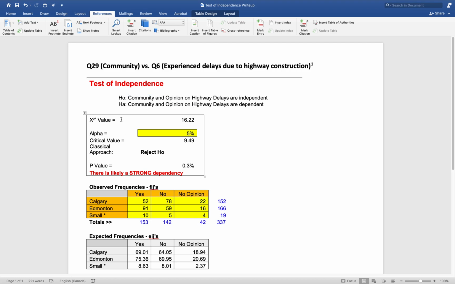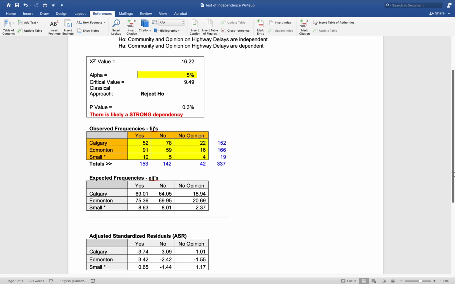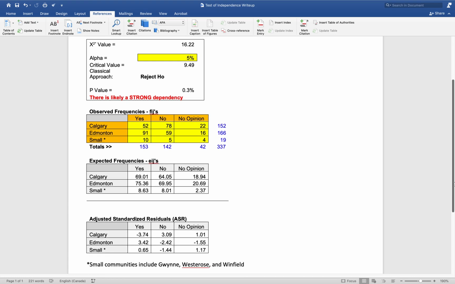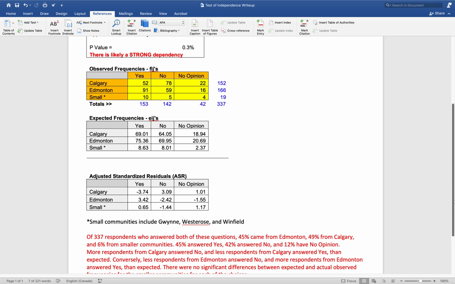And then what I've done is I've put down the little box here for the results, and that shows that there's a strong relationship here. I put down the observed frequencies, the expected frequencies, and the adjusted standardized residuals. You'll also notice that I got rid of all the excess columns and rows that were on that original template here, so it's much tighter now. I changed the name here. So originally I had G/W/W, and I put down that those are just small, and then the note down here, small communities include Gwyn, Westerose, and Winfield. And then you describe the relationship.